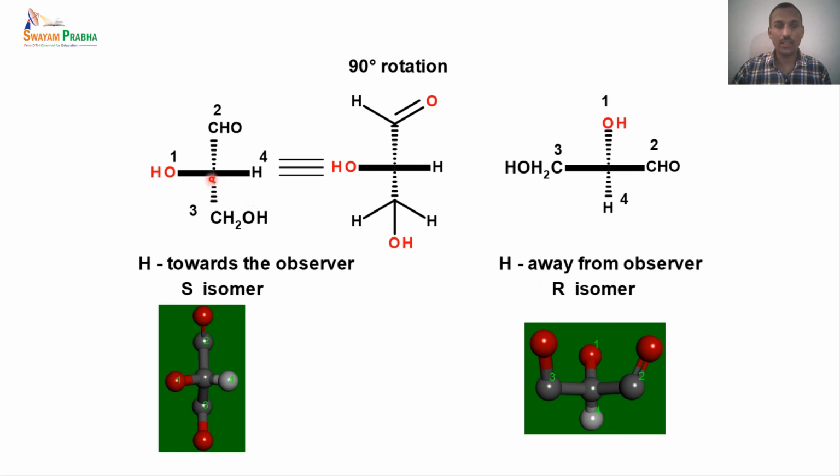An easy way to understand this is, if the hydrogen is actually projecting towards the observer, then the easiest method is just do a 90-degree rotation, and once you do a 90-degree rotation, the hydrogen goes away from the observer. If it is in the vertical axis, it has to be converted to the horizontal axis. So on the horizontal axis, the group is away from the observer. Once you do that, you can easily assign the priority groups, and you can identify the actual configuration. So if it is an R isomer, then before the 90-degree rotation, the compound is going to be S isomer. That way you can easily assign the RS configuration for Fischer projection compounds.